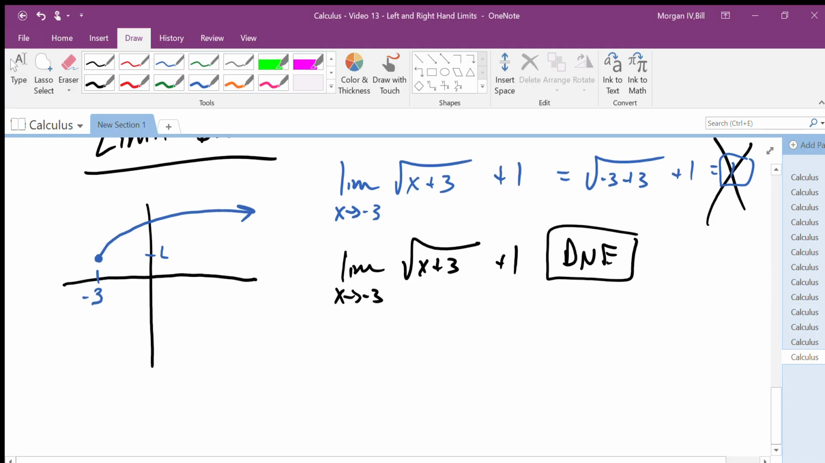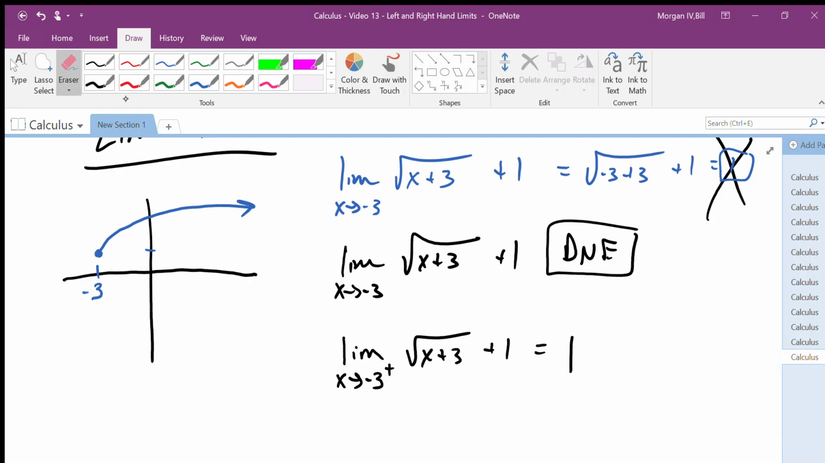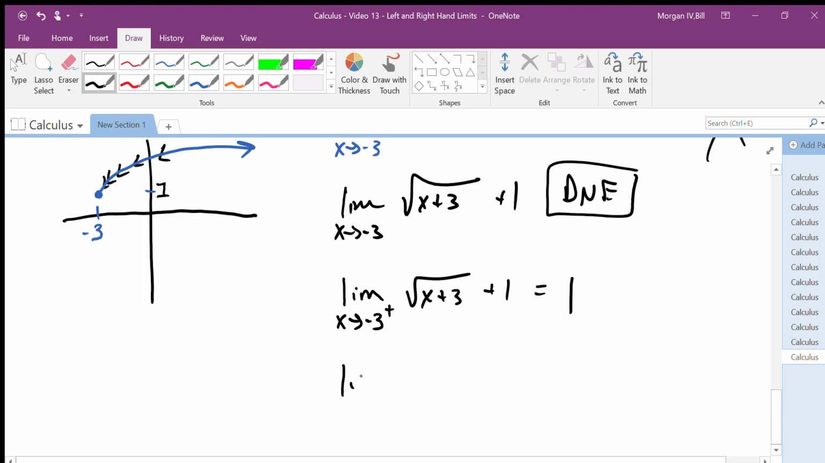And the reason is, even though the limit as x approaches negative 3 from the right does in fact equal 1, right? Instead of L there, I probably should have put 1. As we approach from the right, we see the y value is in fact getting closer and closer to 1. So from the right, the limit does equal 1. But from the left, we have a problem.